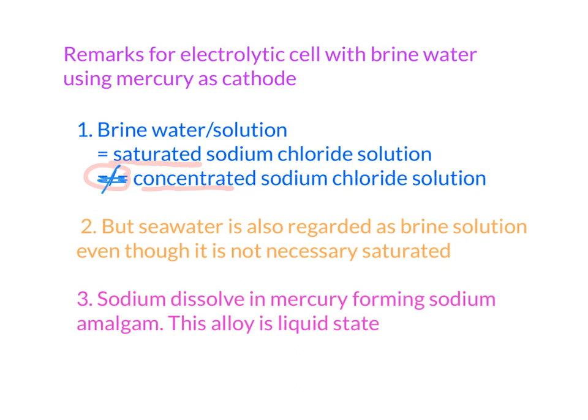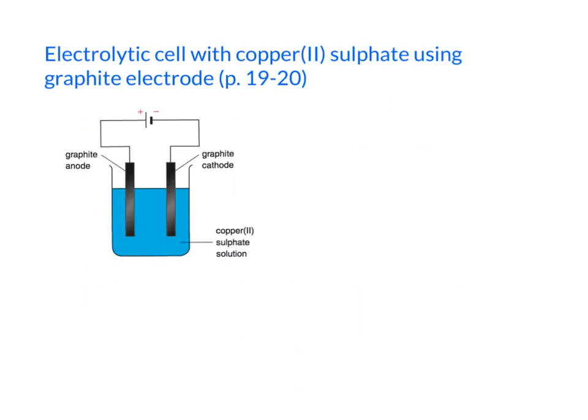Last thing is about the sodium dissolved in mercury. After they dissolve in it, we form an alloy, which is called sodium amalgam. Yes, this one is in liquid state, because the mercury is in liquid state. So the sodium dissolved in it will mix with it and become a liquid. So that's all for the last video.